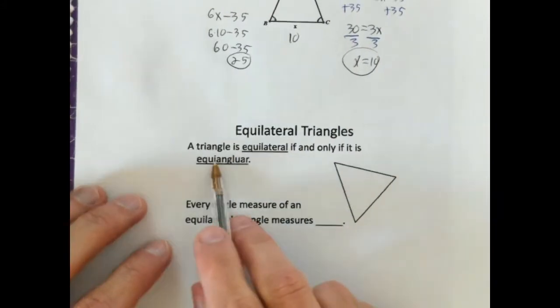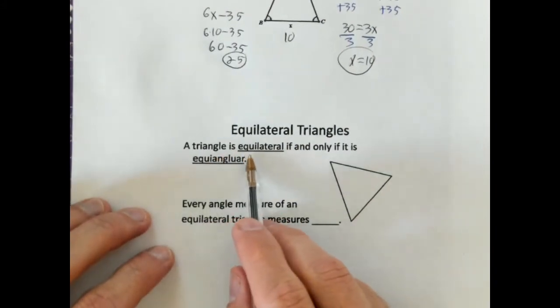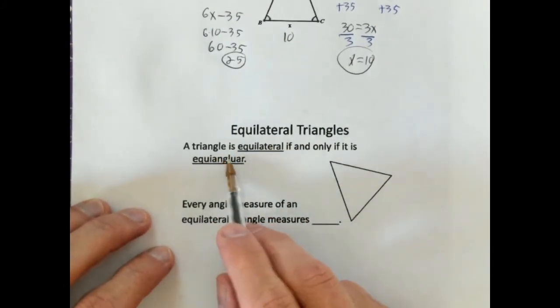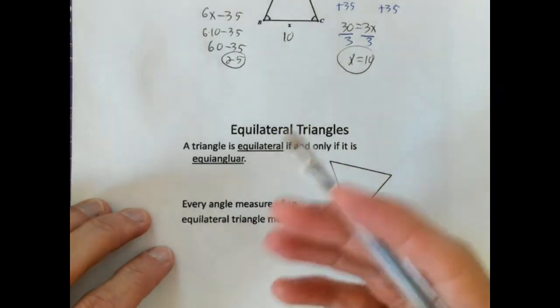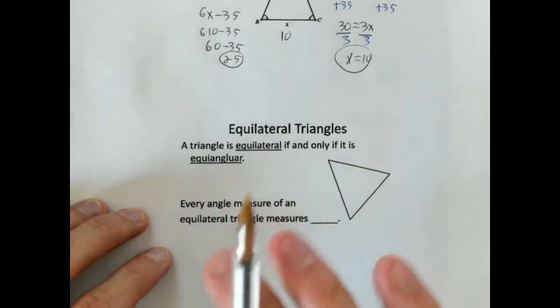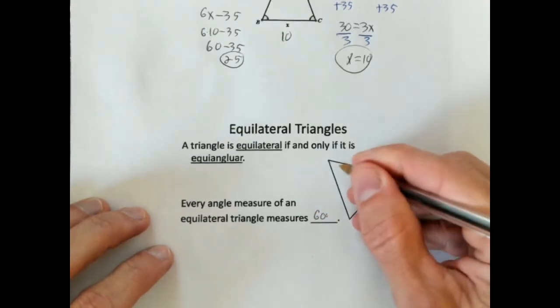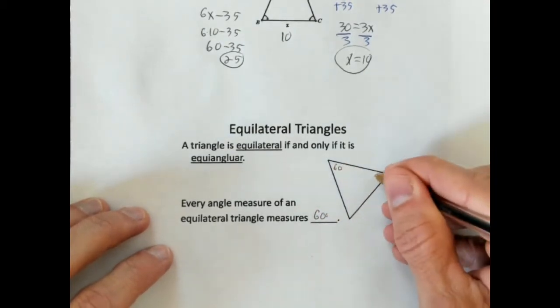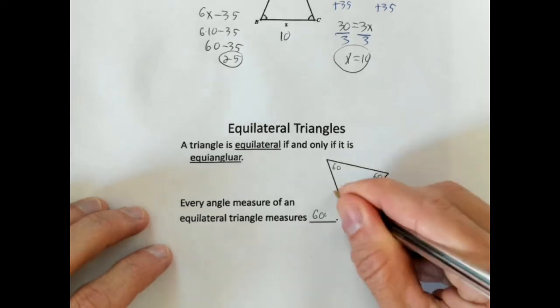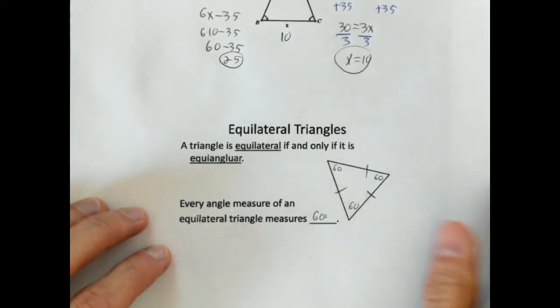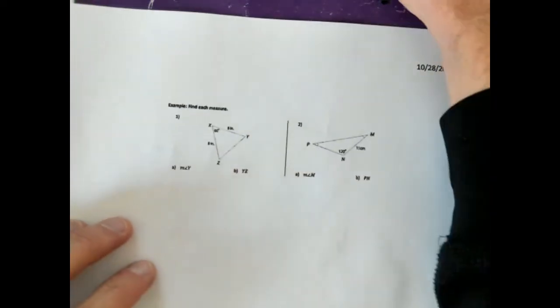Now, equilateral triangles are triangles where, a triangle is equilateral if and only if it is also equiangular, which means all equilateral triangles also have three congruent sides, three congruent angles, and the measure of those angles would have to be 60 degrees. So this would be an example of an equiangular triangle. It's also equilateral. Let's do a few examples here.